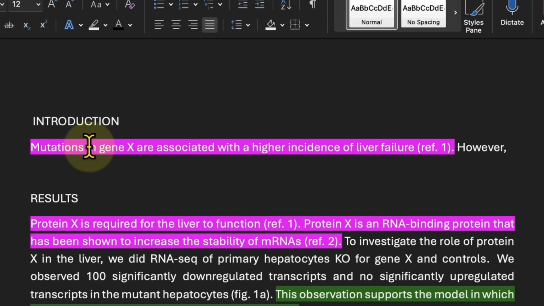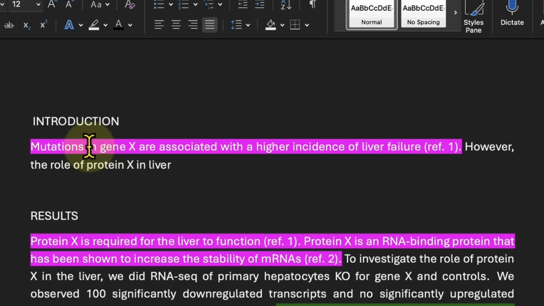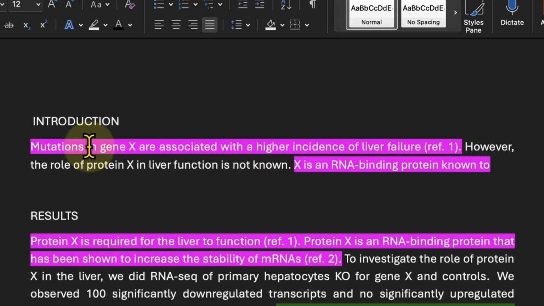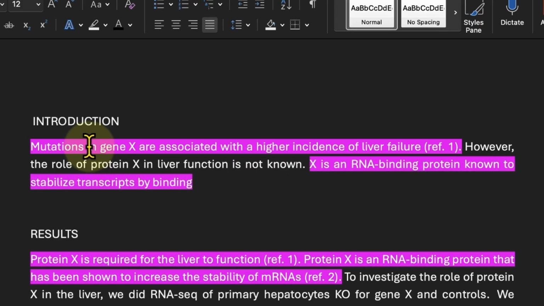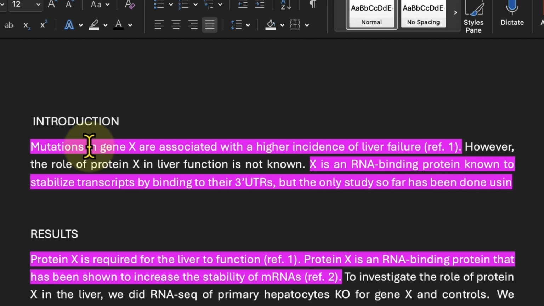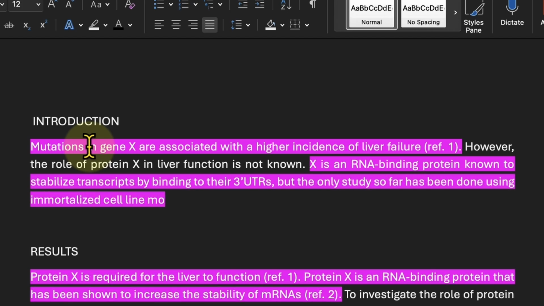The next thing is just to define the question or the gap in the knowledge. So this is, however, the role of protein X in liver function is not known. And then we continue giving a little bit more information about what protein X is doing. So we say X is an RNA binding protein known to stabilize transcripts by binding 3' UTRs, but the only study so far has been done using immortalized cells. And we give here the reference to that work. So that concludes the first paragraph of the introduction.